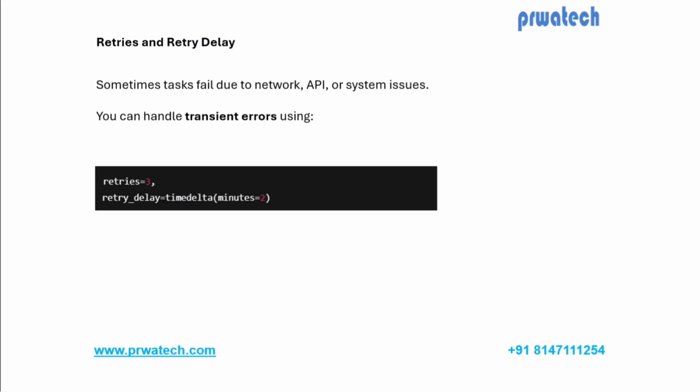The key parameters in retries are retries, retry delay, and max retry delay. We have already seen this in triggers and retries as well. Retries gives us the number of retry attempts. Retry delay gives us the time between retries. Max retry delay gives an optional maximum delay.